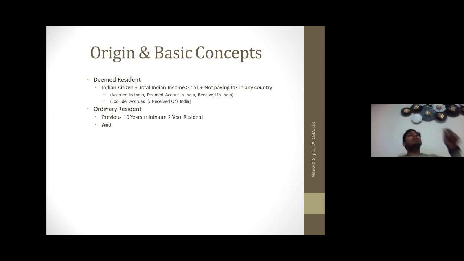So you must be resident in India for 2 years in the last 10 years. You must be in India for 730 days in the last 7 years. You have to satisfy both the conditions. If both the conditions are satisfied, you are ordinary resident. Otherwise, you are not ordinary resident.